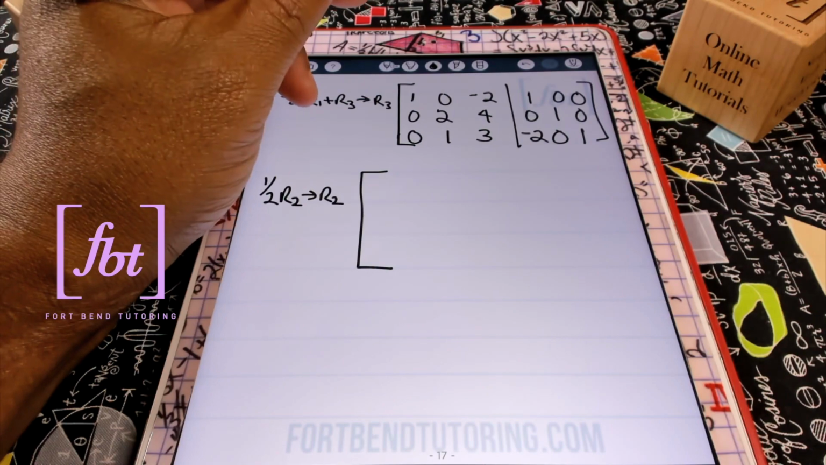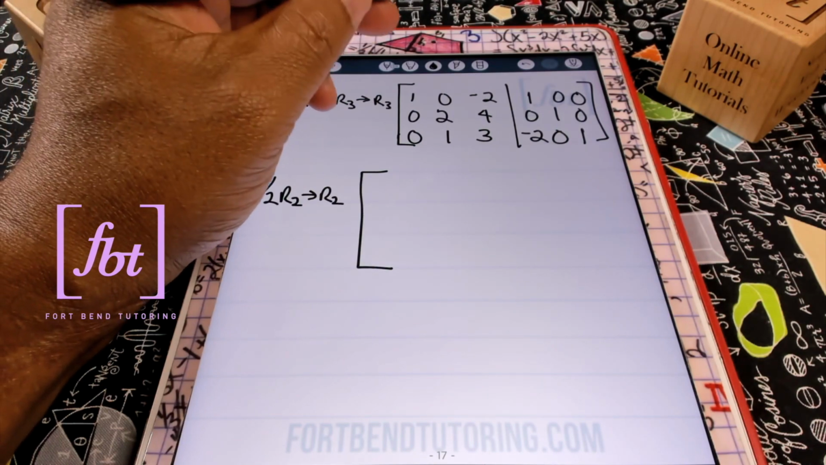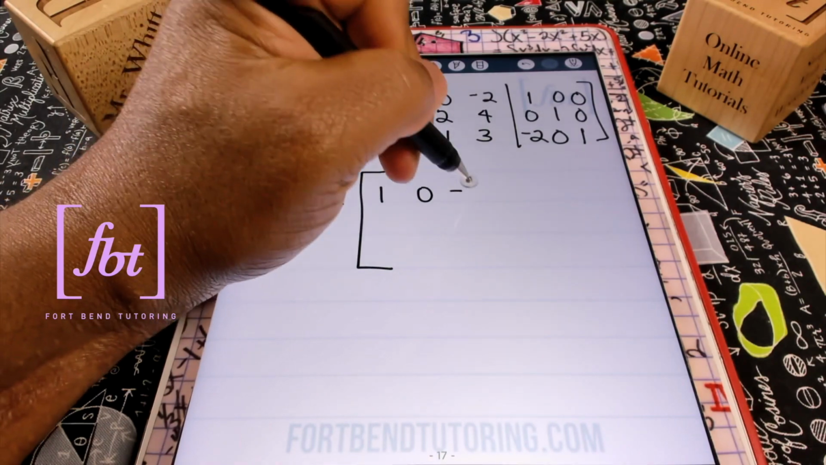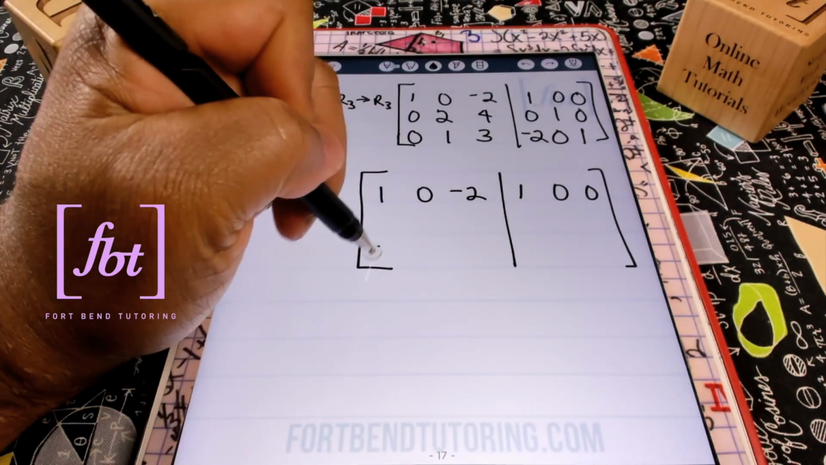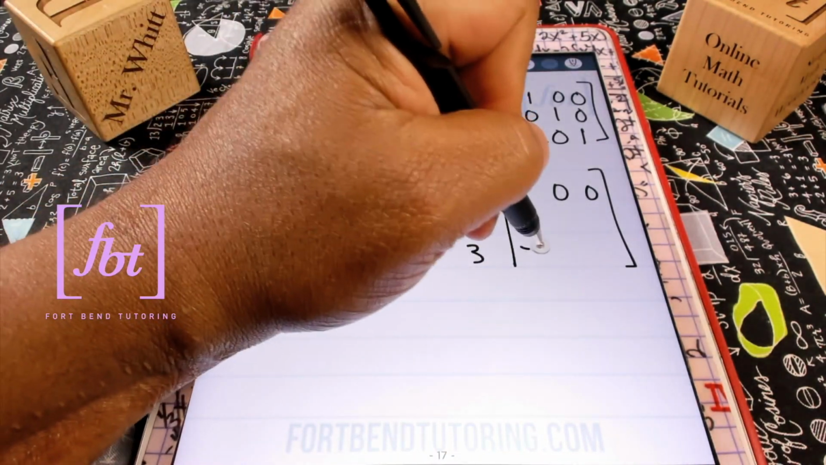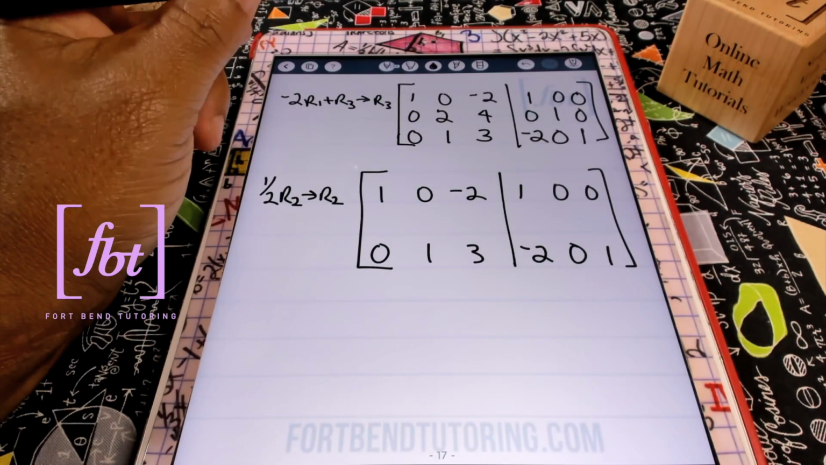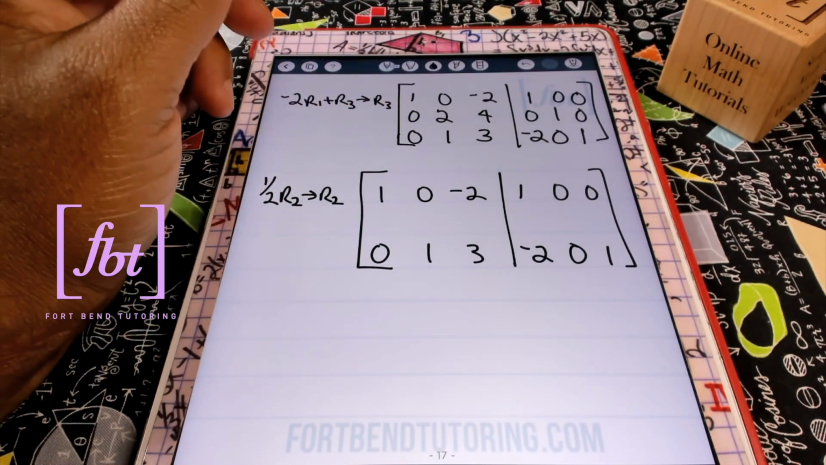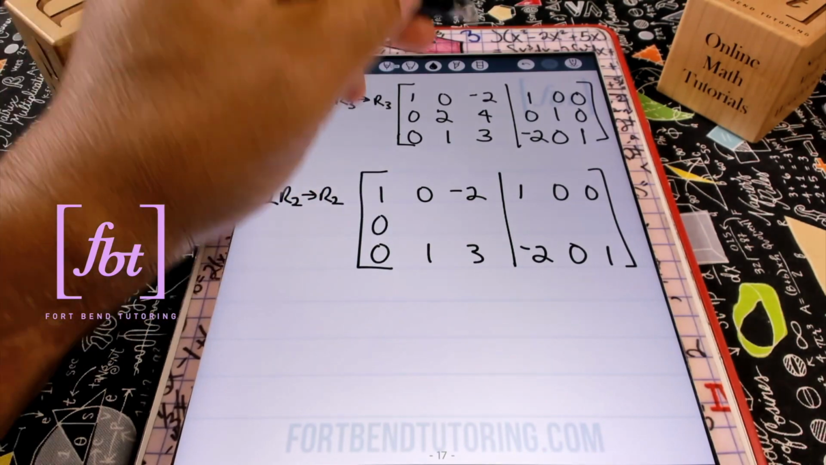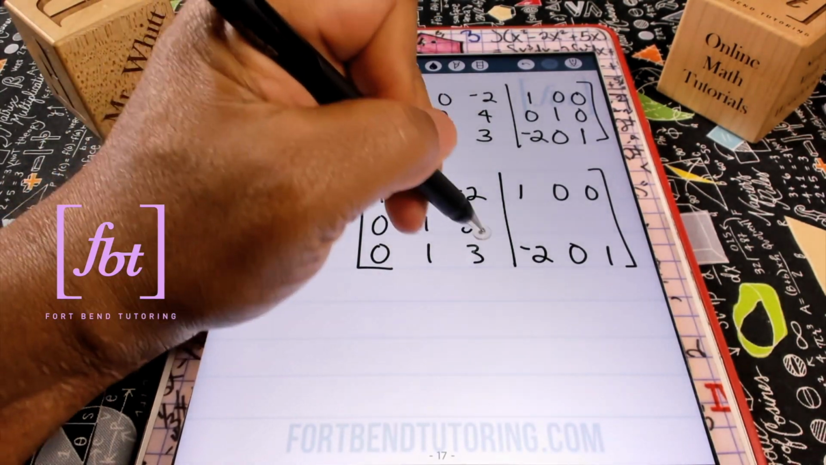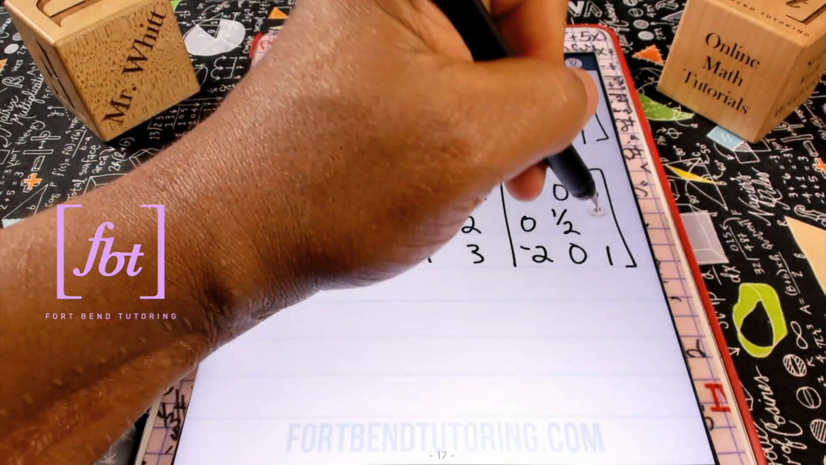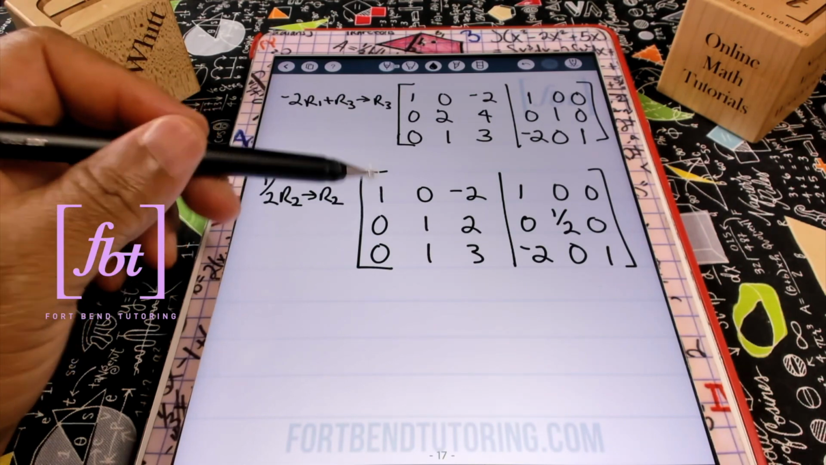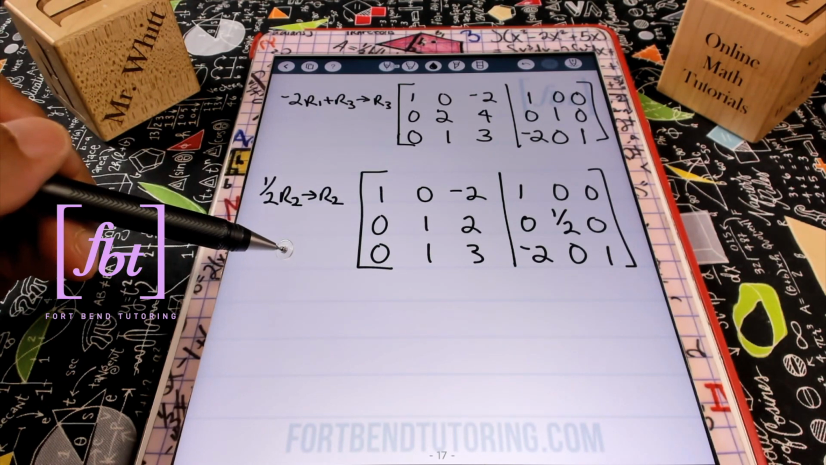So I'm going to then bring down the first and the third rows because they'll go unchanged. I'll have 1, 0, negative 2, 1, 0, 0, and 0, 1, 3, negative 2, 0, 1. Then we'll be taking half of all of the elements in row 2. So half of 0 is 0, half of 2 is 1, half of 4 is 2, half of 0 is 0, half of 1 is 1/2, half of 0 is 0. So now our first column is identical to the identity matrix. We need to move on.